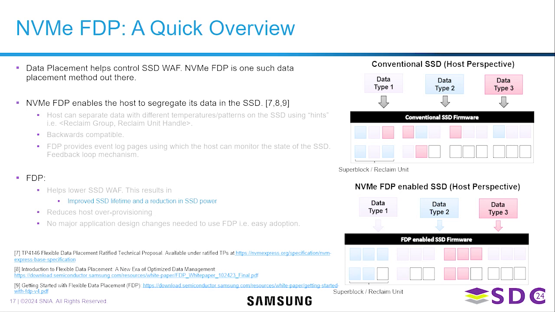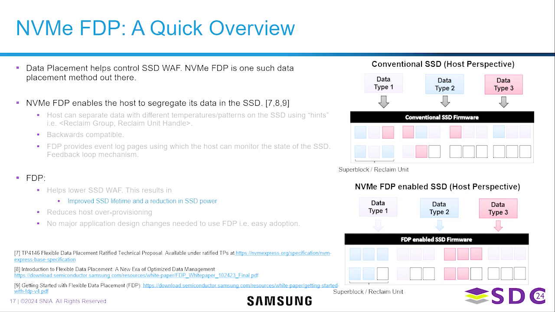So if you look at the right-hand side, the image on top kind of depicts a conventional SSD case from the host perspective. You have no means to segregate your different data types when you write to the SSD. So in your SSD, all your different data types kind of get mixed together, and that's inherently bad for your WAF. So you'll end up getting a high write amplification factor. And if you do, from our discussion so far, your SSD power will be high, and your SSD lifetime will be lower. So your carbon footprint will be higher. The image below is the host perspective when you are able to use NVMe FDP.